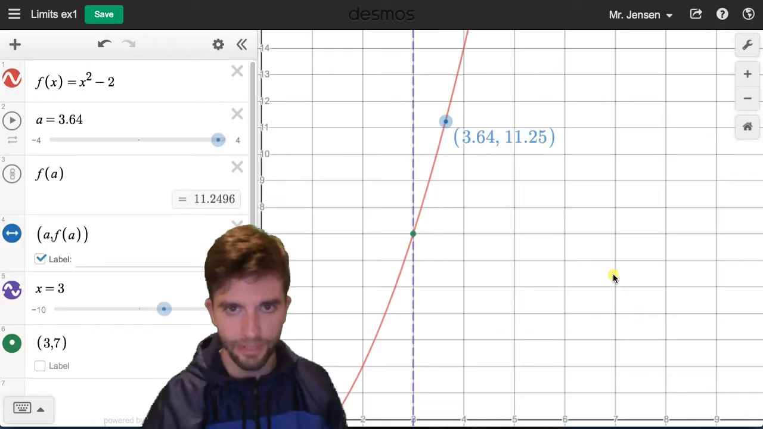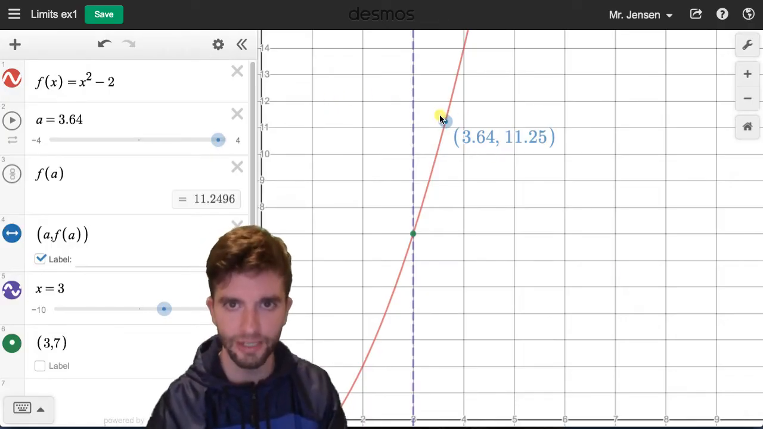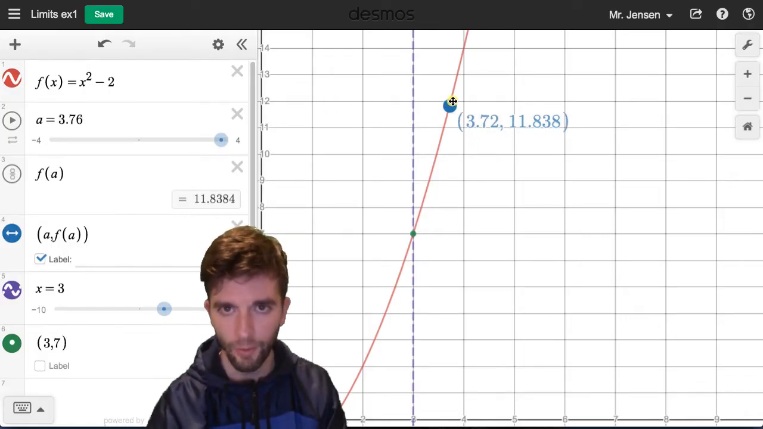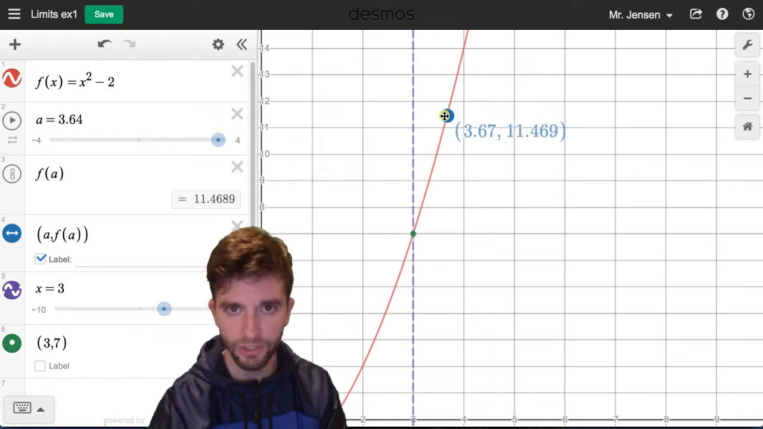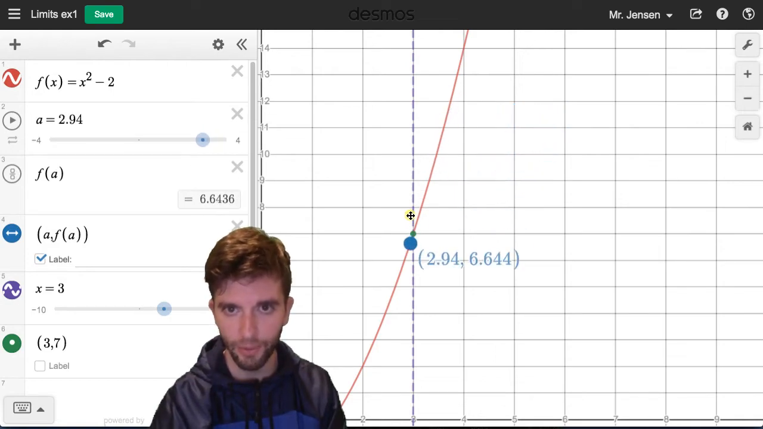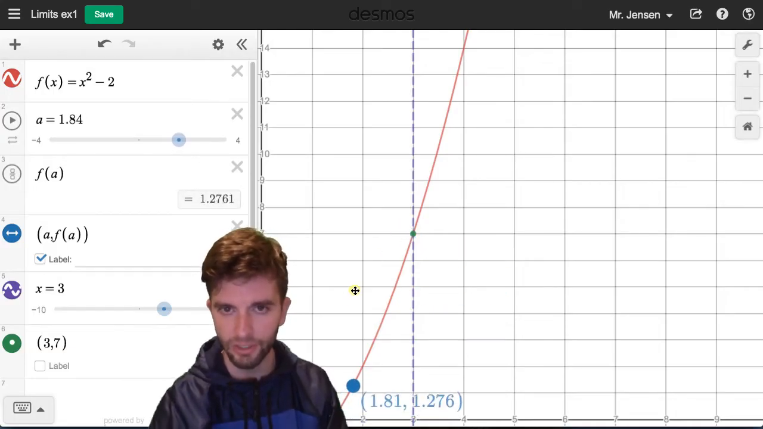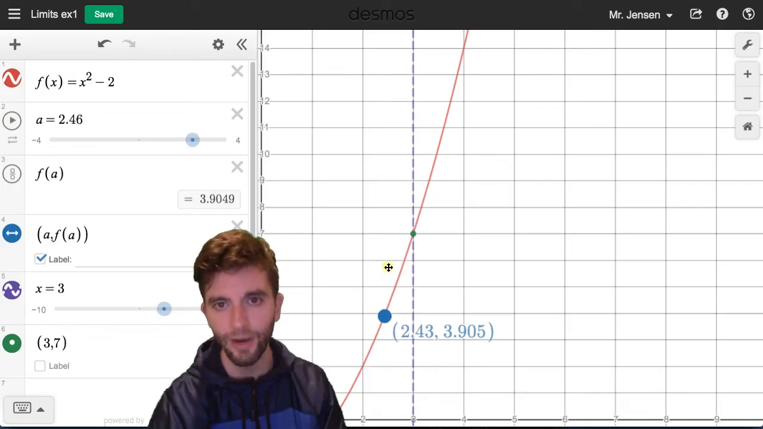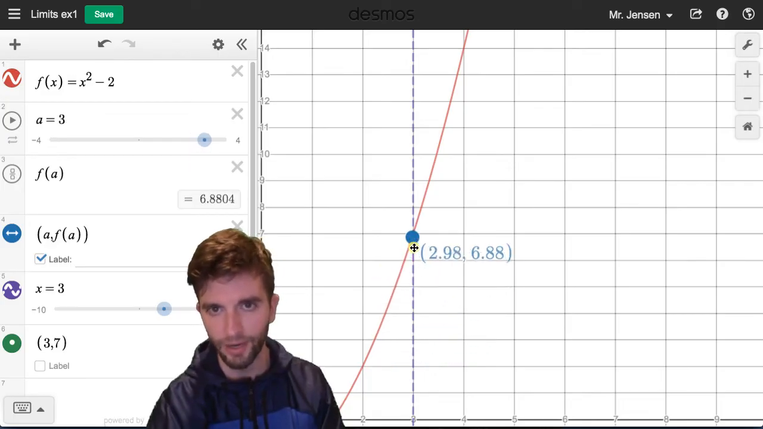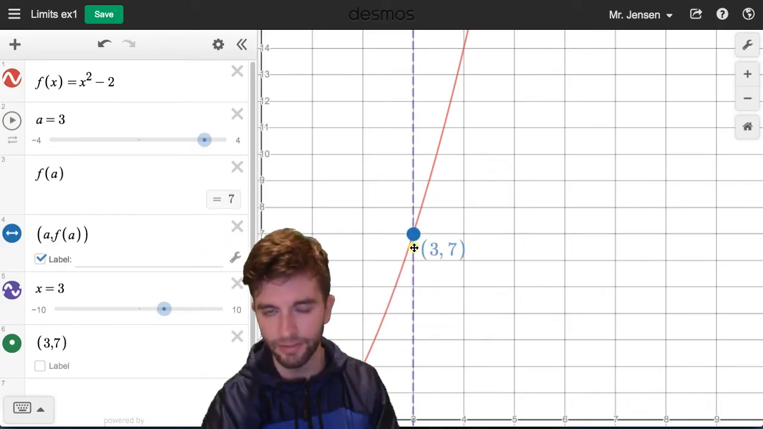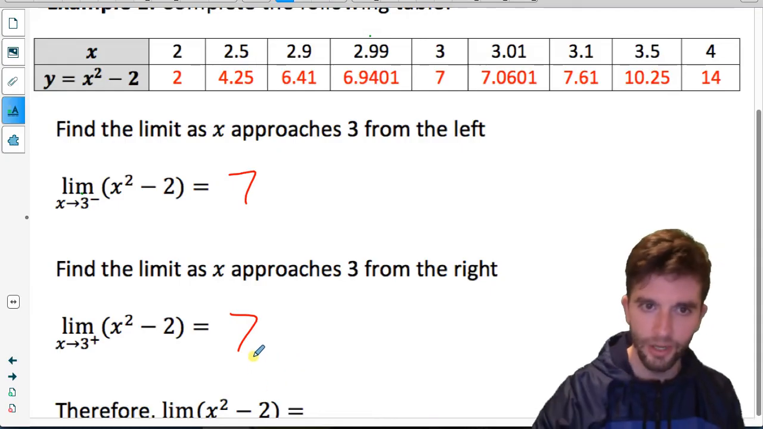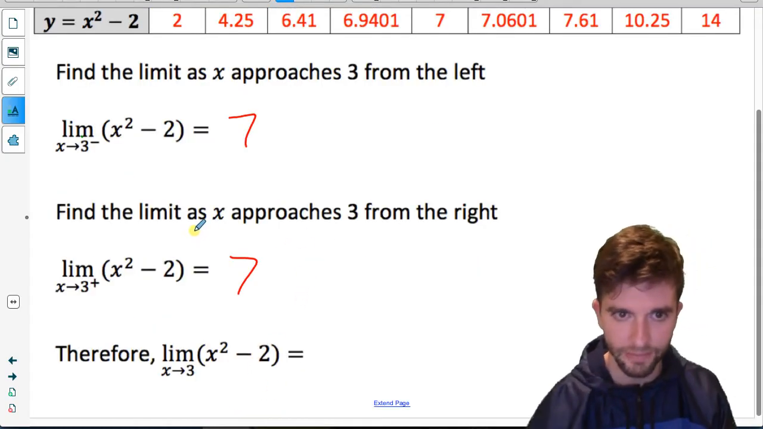I've added in that green point on the function. That's where the function is when x is 3. From the right side of 3, if we approached an x value of 3, we would be approaching that point, so we would be approaching a y value of 7. And from the left side of an x value of 3, if I approached an x value of 3, the y values would be approaching the y value of that green point, 7. So hopefully that helped you understand these limit expressions.